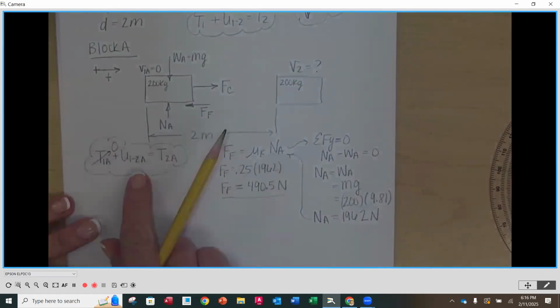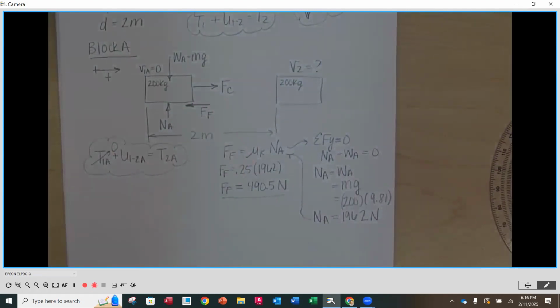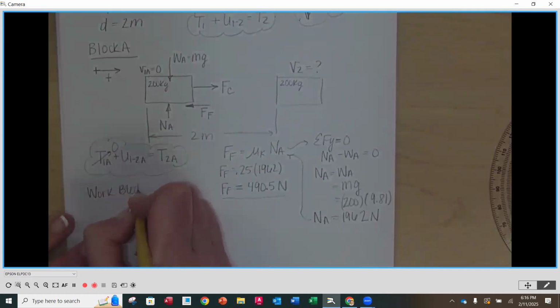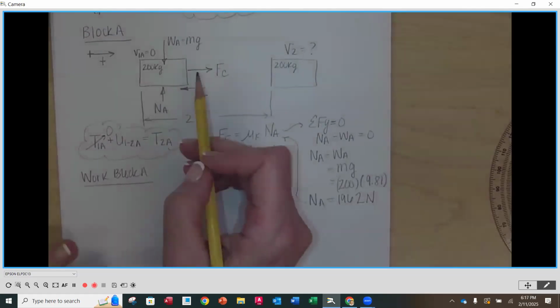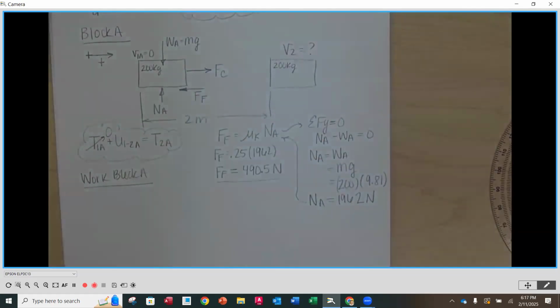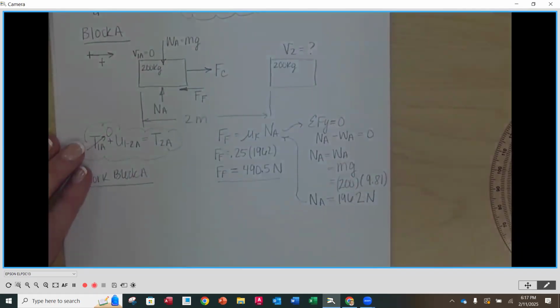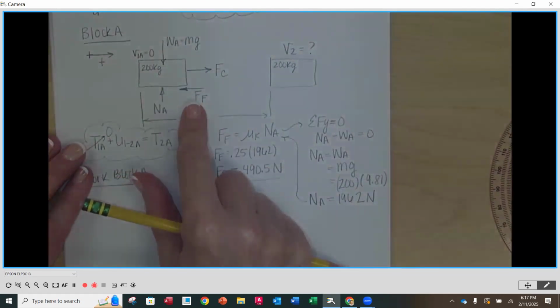We've got our work and we've got our kinetic energy for this block that we have to reconcile, and then plug it back into the work energy theorem. So let's look at the work of block A first. The motion of block A is going to be horizontal. So to define the force over the distance, the horizontal forces are the ones that are going to affect the amount of work. We've got two horizontal forces. We've got a cable force and we've got a friction force.